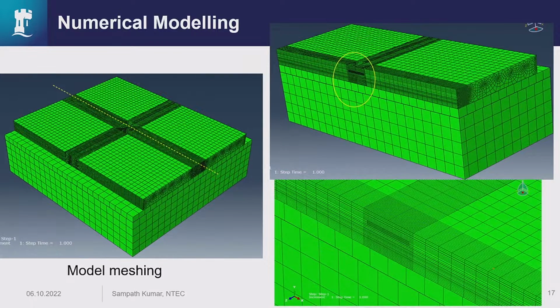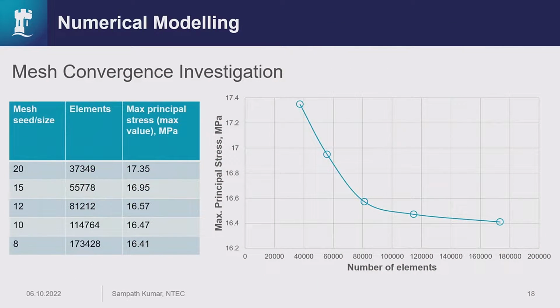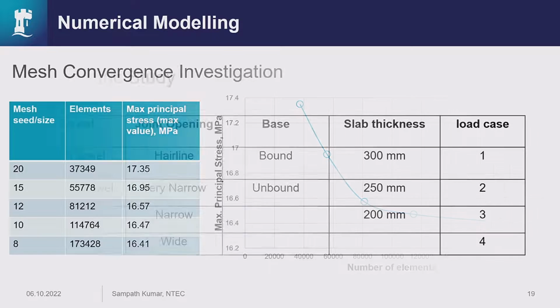The second step in this modeling is to mesh the model. When I say mesh, in finite element modeling, we divide the entire model into n number of finite elements. That's why we call it finite element modeling. But the question is how many elements we should divide it into. That is called model meshing. For this, we conducted a mesh convergence study, and we arrived at the optimum mesh size and optimum number of elements.